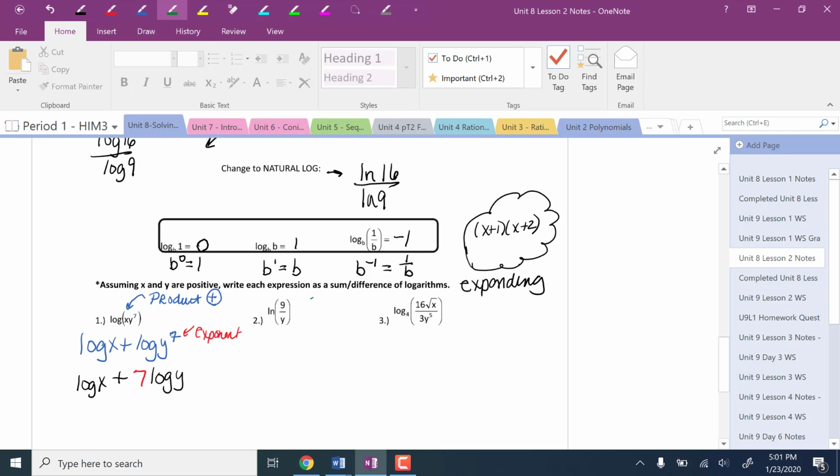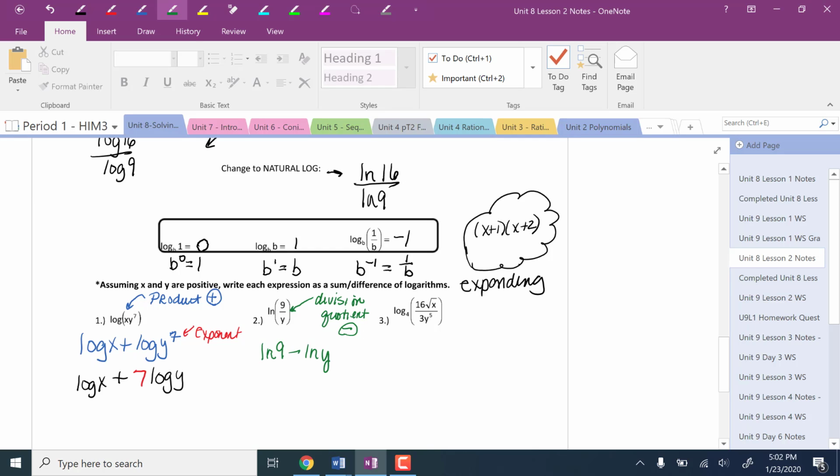And look here, I have this division problem or a quotient. That means I'm going to be subtracting. This is my little visual for subtraction. So I will take the natural log of 9 and subtract off the natural log of y.